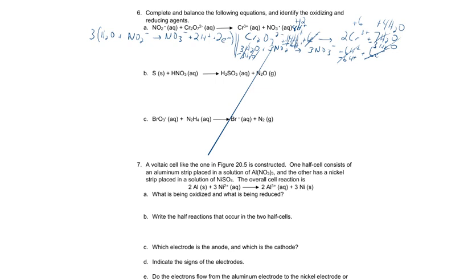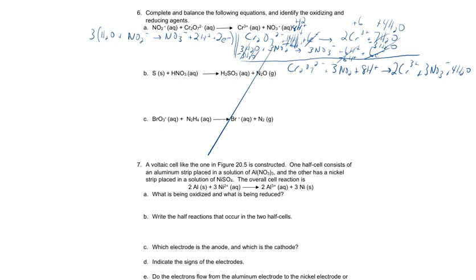So now I add them all together, and I get Cr2O7 2 minus plus 3NO2 plus 8H plus gives me 2Cr3 plus plus 3NO3 minus plus 4 waters. Got a little hectic up there. Alright, so that's how you balance a redox reaction.